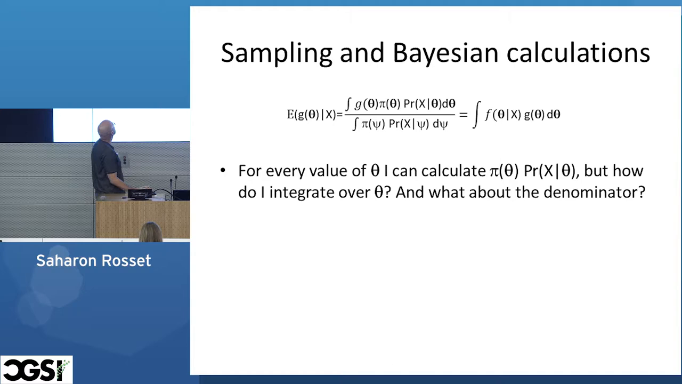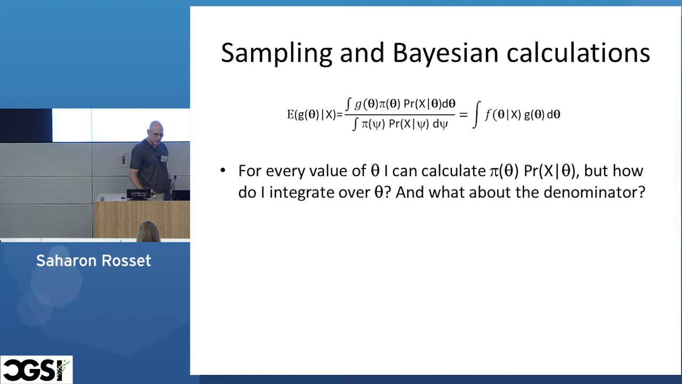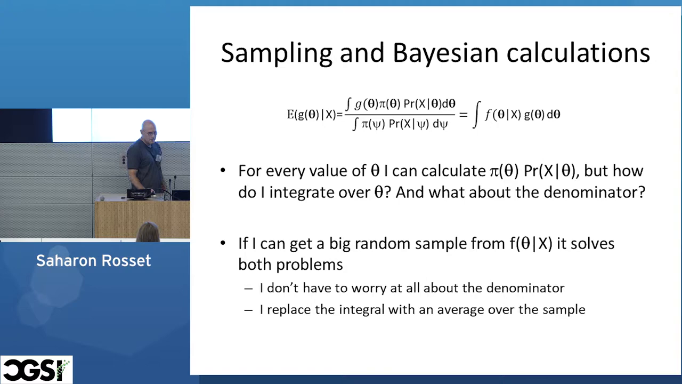And our point is that for every value of theta, I actually decided pi of theta. I assume I can calculate this probability of the data given the parameters. But that integration, I don't really know how to do it. I don't know what to do about the integration, and I don't know what to do about this denominator if I want to calculate it. I have two integrals that I have to worry about. So one thing that would be really beneficial for me is if I could get a random sample from that distribution, f of theta given x.